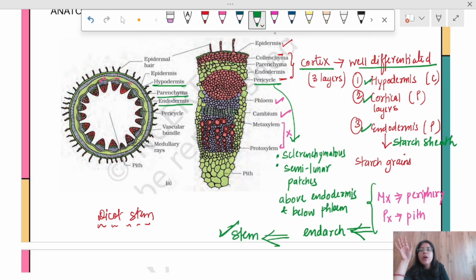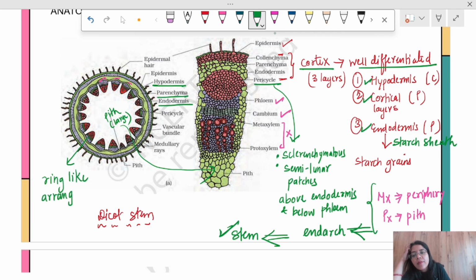Okay. Now, can you see here in the center you have a large pith? Yes, pith is large here, right? And there is a tissue in between the vascular bundles. You can see in a ring-like fashion, the vascular bundles are arranged, right? Ring-like arrangement of vascular bundles. Very characteristic feature of dicot stem, right?